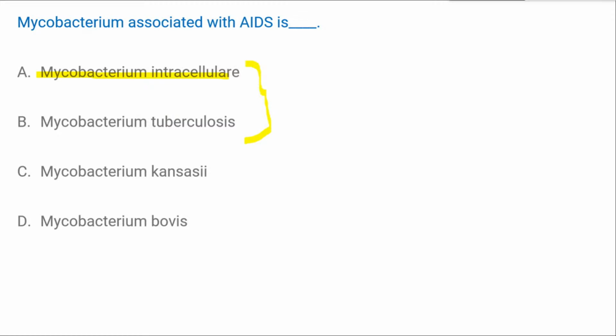If it is fine till now, we'll proceed with the rest of the questions. Any other doubts till what we discussed till now? Okay. Bovis is rare, that's what I'm telling. So the answer is intracellulare. Bovis occurs most commonly in cattle. They were derived from cattle. That's why it has the name Bovis.